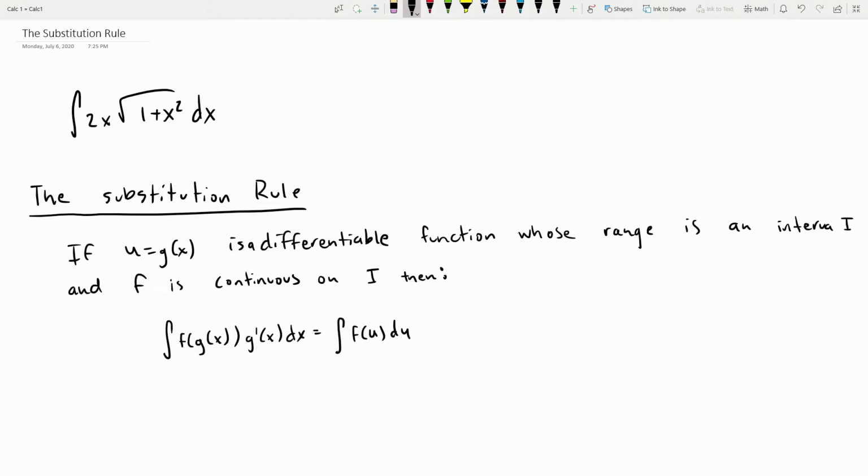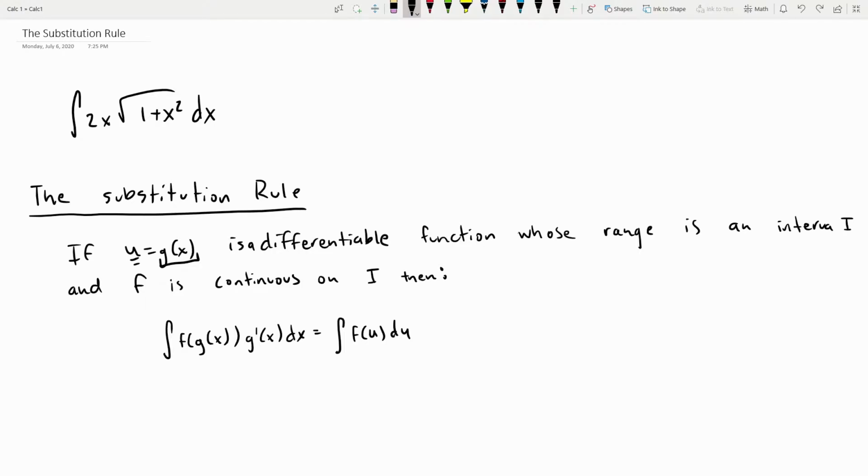Essentially, we label this variable u with some function called g of x, right? And this function is differentiable, whose range is on this interval I, and then f is continuous on that interval. And you'll see why we do that. It's because right here, the function g of x, its range is the input into the function f, so we need f to be continuous on that interval.